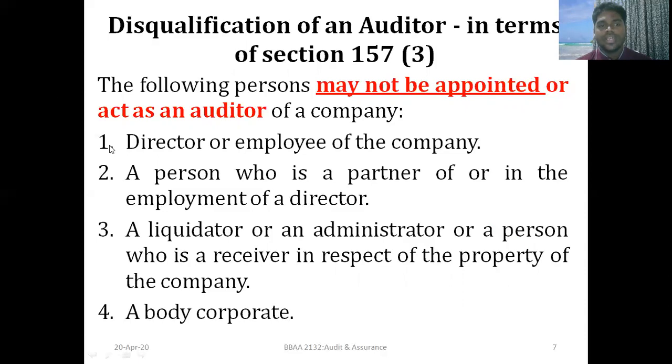The first one says director or employee of the company. This is obviously understood, because in the first chapter we discussed a lot about auditors, and that the auditor needs to be independent, an independent examination. So keep that information in your mind. The section clearly says that a director, the board of directors, or an employee of the company cannot function as an auditor.